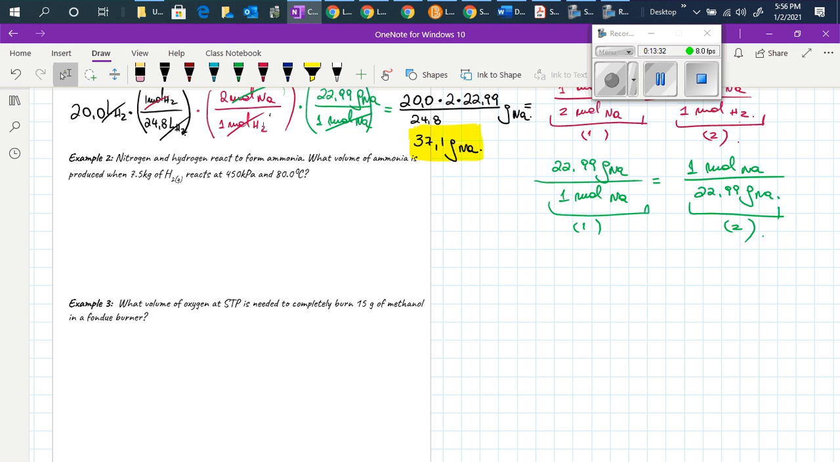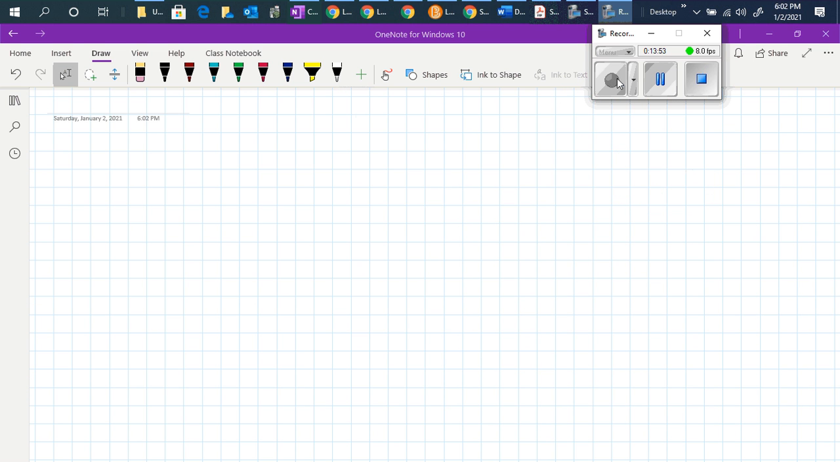So now, keep in mind that this is not STP and SATP condition. You know that it is not because the temperature and the pressure are not at STP and SATP conditions. So I will show you two ways in which you can do this type of problem. So nitrogen and hydrogen react to form ammonia. What volume of ammonia is produced when 7.5 kilograms of hydrogen reacts at 450 kilopascal and 80 degrees Celsius?